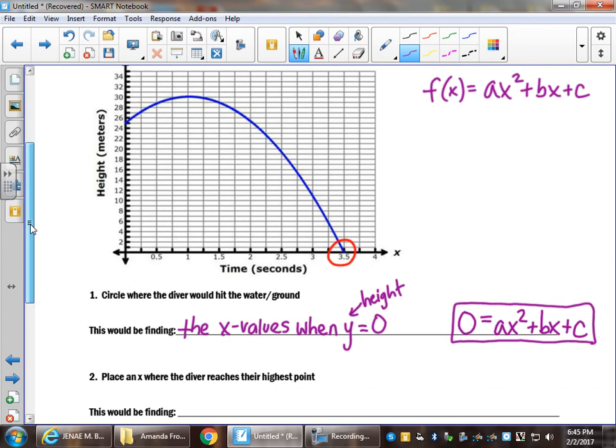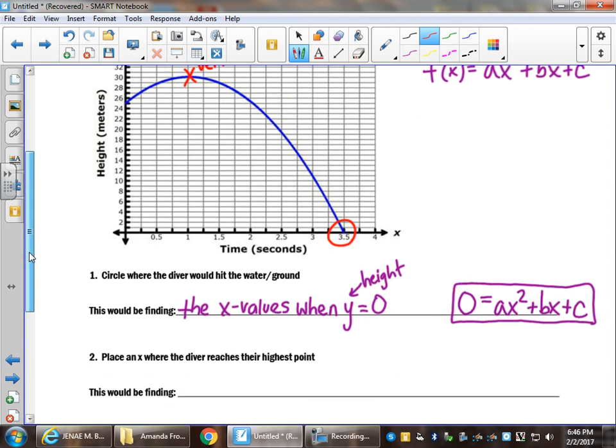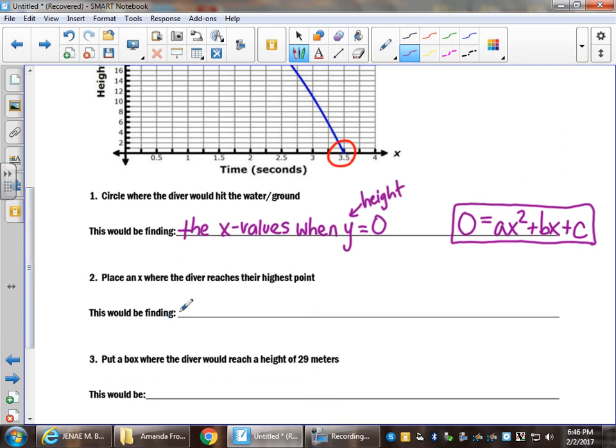Number 2 says, place an x where the diver reaches their highest point. So go ahead with a pencil and place an x where the diver reaches the highest point, and then we'll see if we match. When I look at this graph, I see that his height's increasing. Right here, he hits a maximum height, and then now his height is decreasing. So the x marks the spot right at that highest point. That highest point is called the vertex. So when it says place an x where the diver reaches the highest point, this would be finding the vertex.